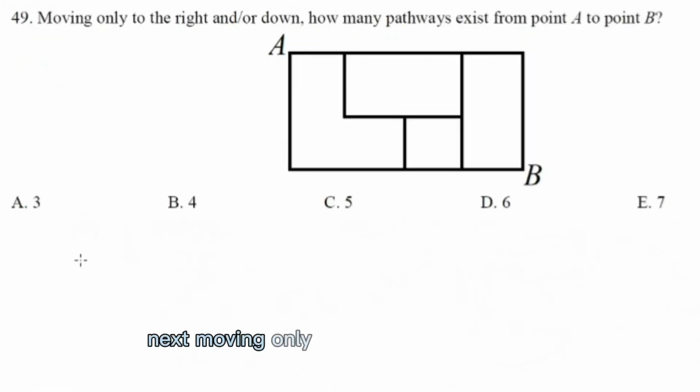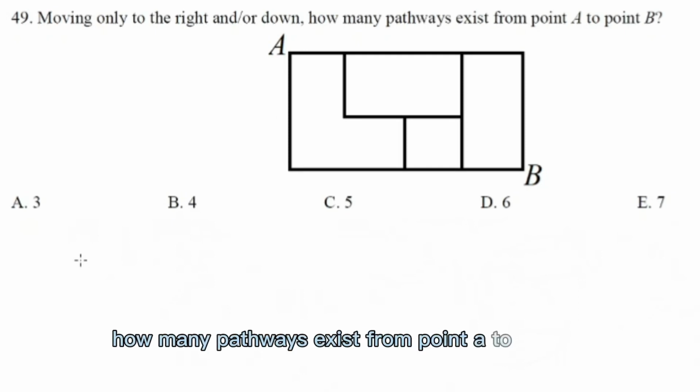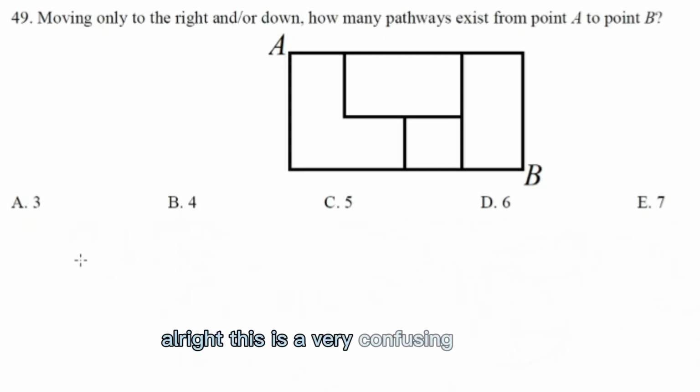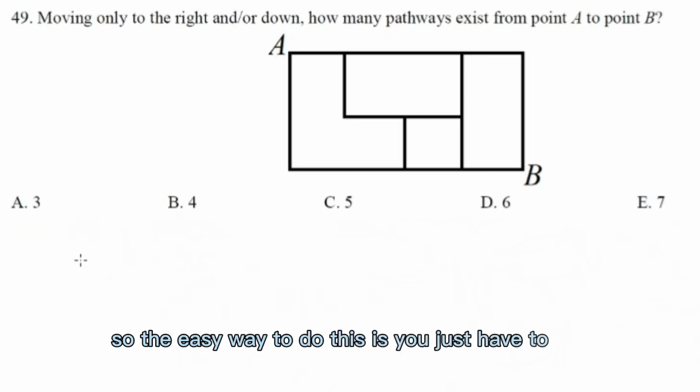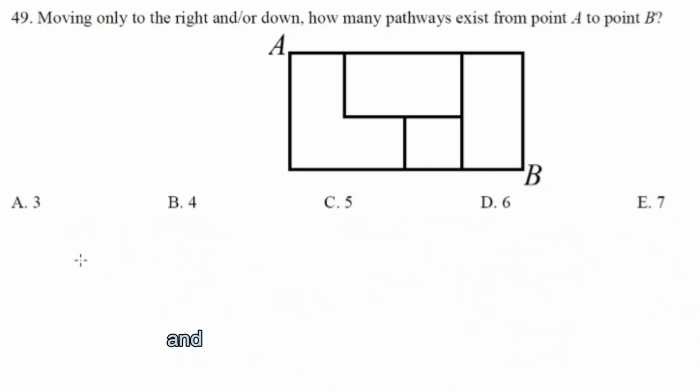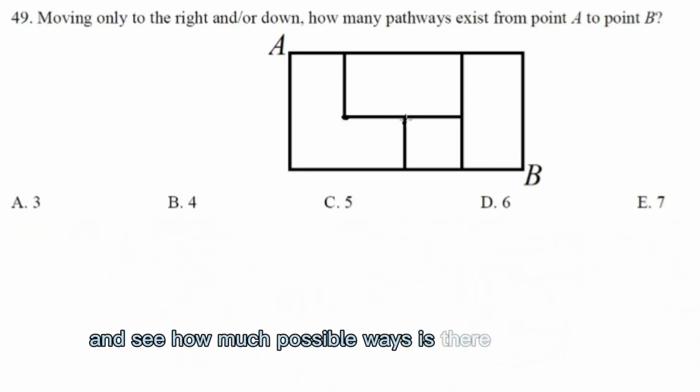Next, moving only to the right and or down, how many pathways exist from point A to point B? Alright, this is a very confusing problem. So we have the instructions: we can only move to the right or down, and we have to go from point A to point B. So we have to go according to these lines. The easy way to do this is to go to every single point and see how many possible ways there are to get there.